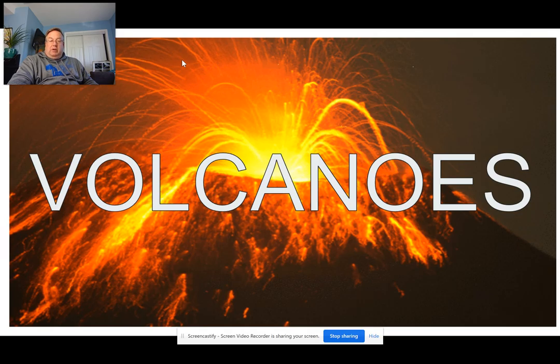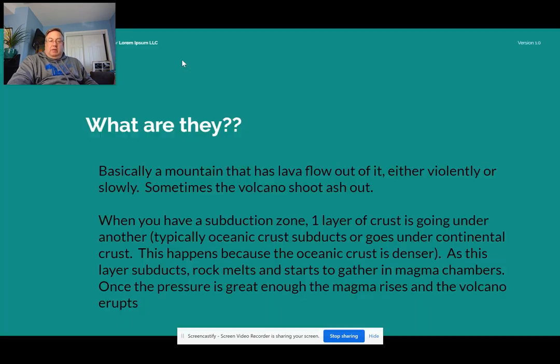So let's jump to volcanoes. Okay, so what are volcanoes? It's basically a mountain that has lava coming out. All right, now that could be a gentle flow, like some of the volcanoes in Hawaii, or that could be something that's very, very violent, which we're going to hear about a couple of those.